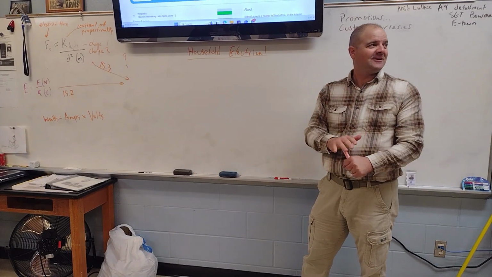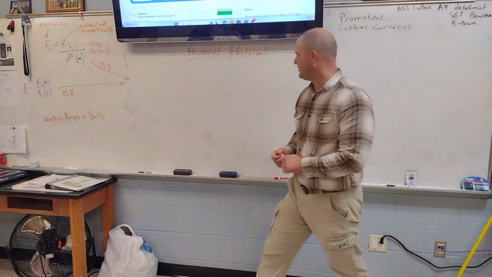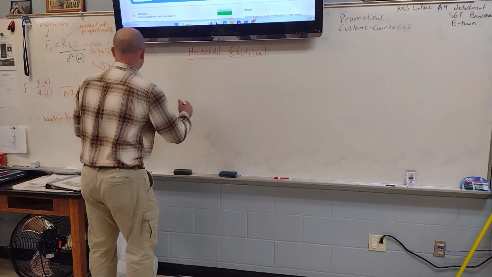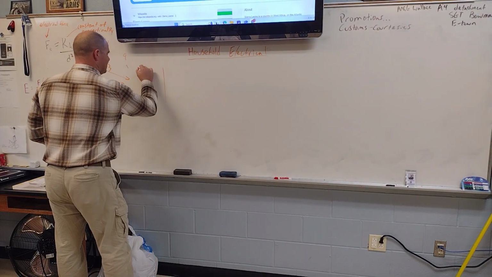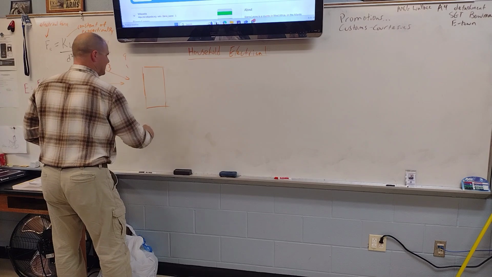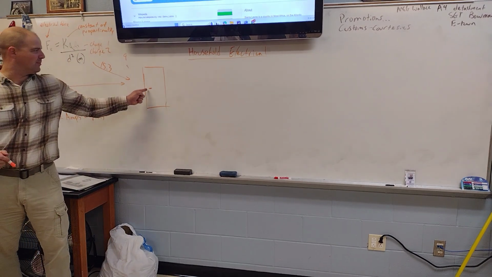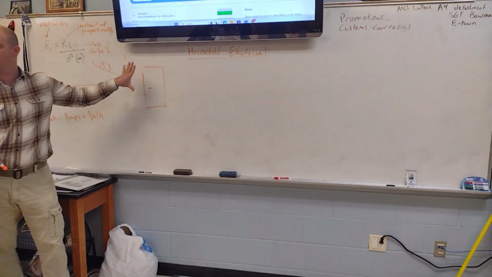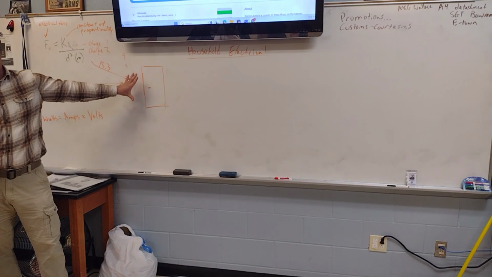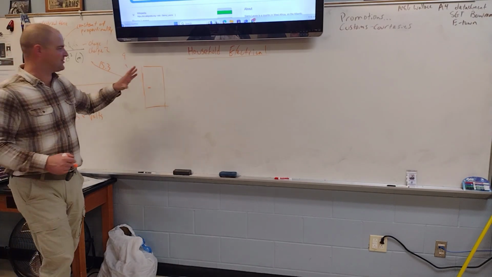Types of electrical in your house. You might have something that looks like this. It's got a little door on it. You ever seen this? You pull the door and it opens up. It's gray, right? And what's inside there? It's your breakers. Yeah, your circuit breakers.